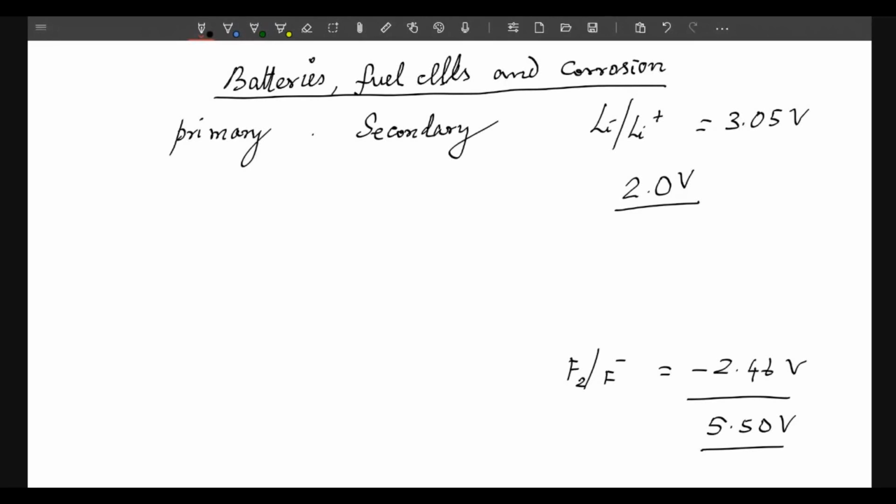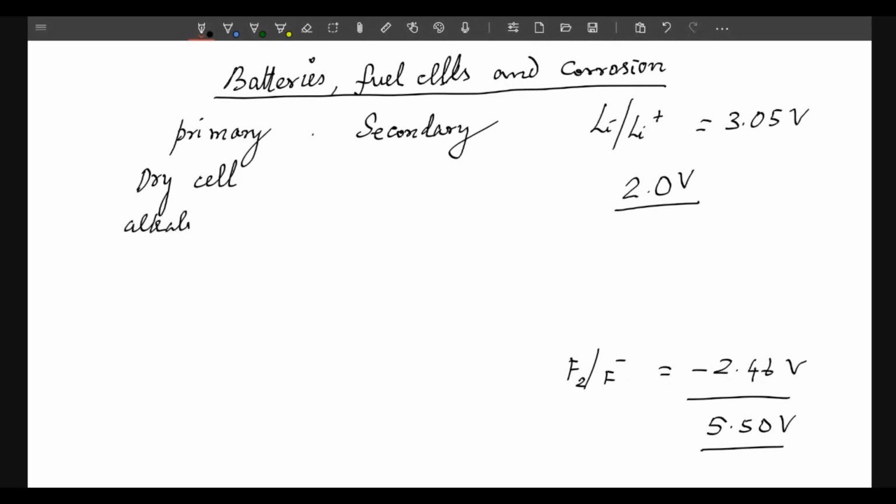And what are the primary cells or batteries you are using? The dry cells you use day by day, every battery, and some depot batteries. They are dry cells. We call them that, or sometimes alkaline batteries also.